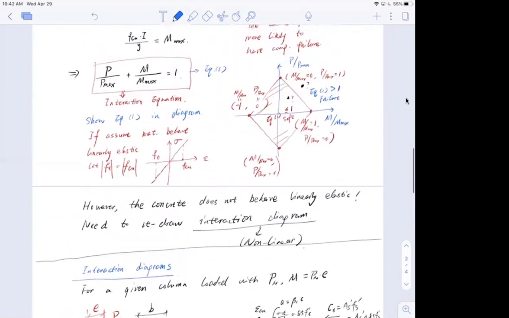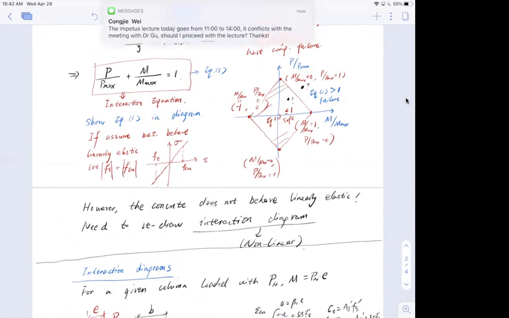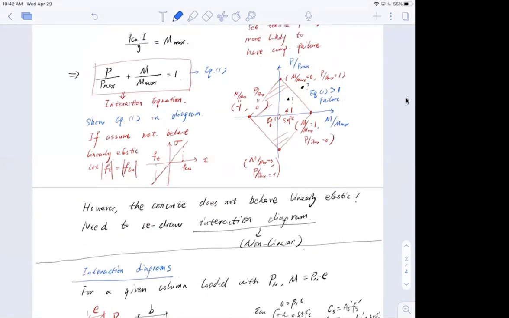Now be careful when I draw this right here, this is assuming the material is linearly elastic. For the next lecture, this diamond shape diagram is not true, because the material is not linearly elastic.